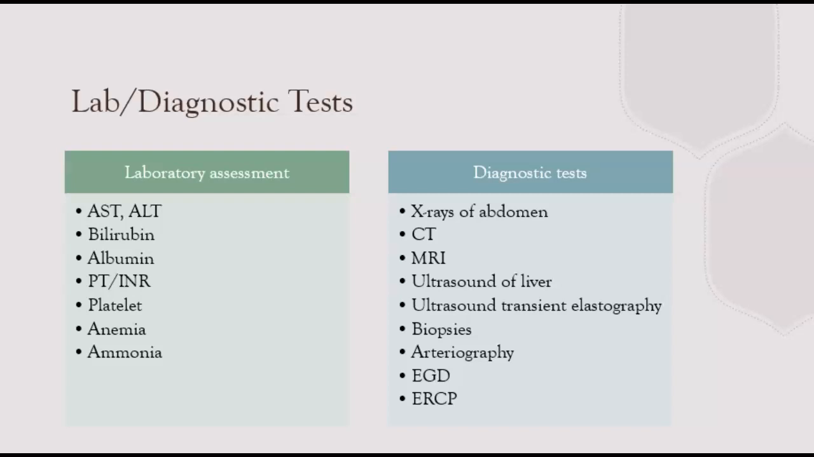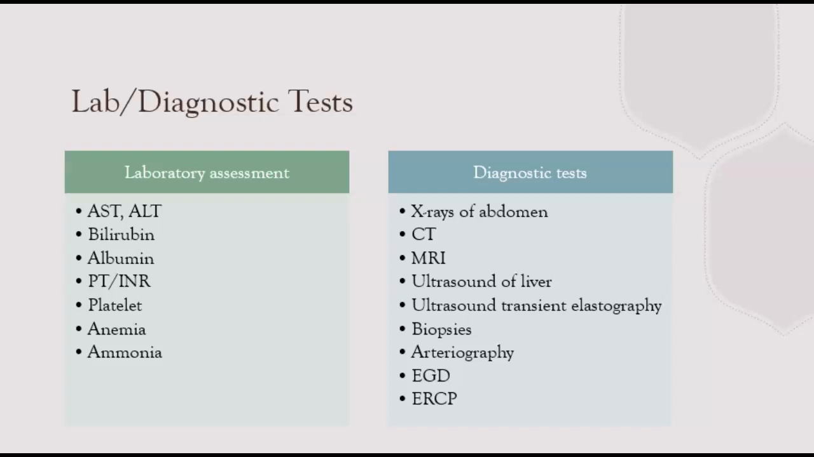Diagnostic test: X-rays of the abdomen to show hepatomegaly, splenomegaly, and ascites. CT, MRI. Ultrasound of the liver is usually the first assessment if liver disease is suspected. There is an ultrasound transient elastography, which measures liver stiffness, which helps determine the amount of liver disease that's present.